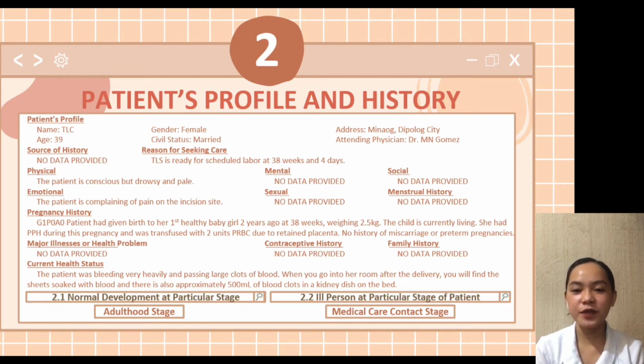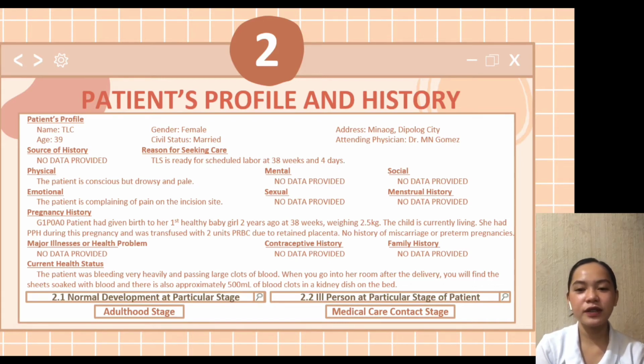Pregnancy history: G1P0A0. Patient had given birth to her first healthy baby girl 2 years ago at 38 weeks, weighing 2.5 kg. The child is currently living. She had PPH during this pregnancy and was transfused with 2 units PRBC due to retained placenta. No history of miscarriage or preterm pregnancy. Major illness or health problem: no data provided. Contraceptives history: no data provided.